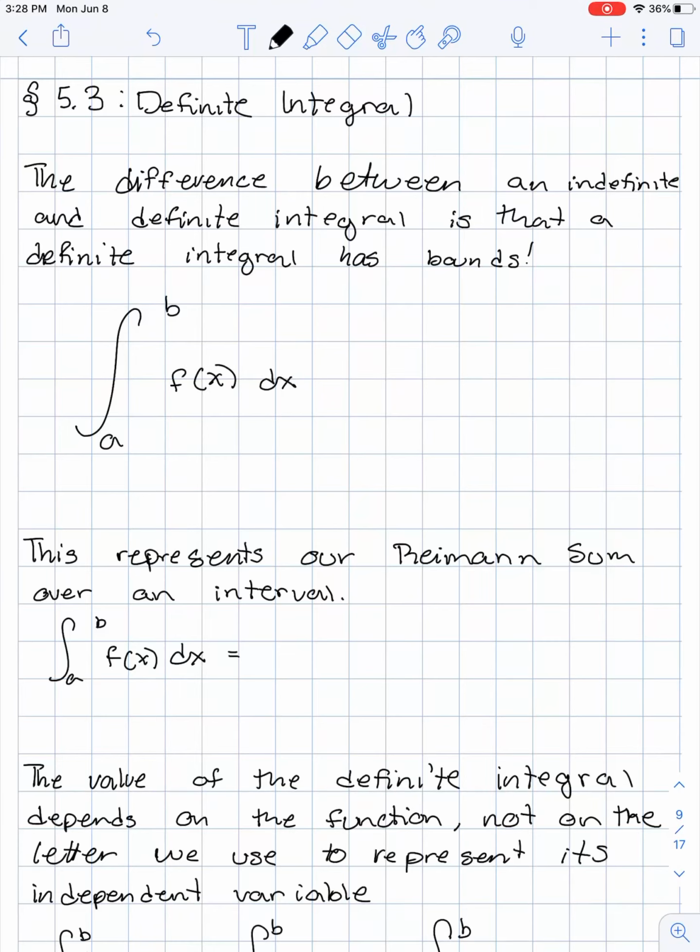Alrighty, welcome back, mathematicians. We just covered 4.8, so now we're going to skip back to chapter 5, and we're on to section 5.3, all about the definite integral.